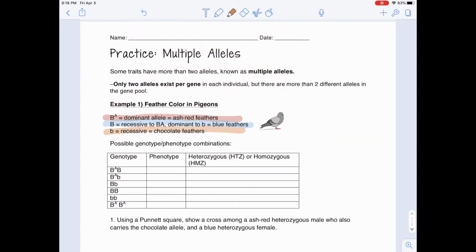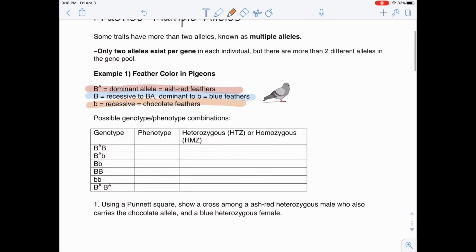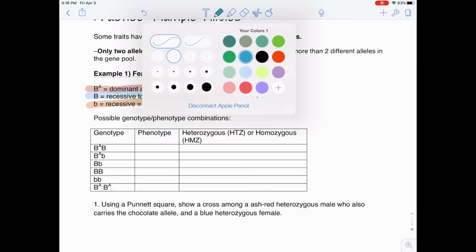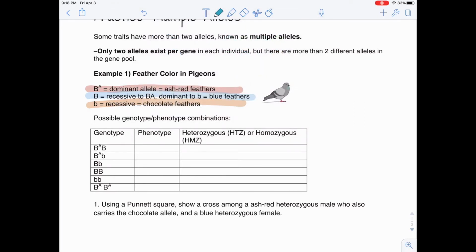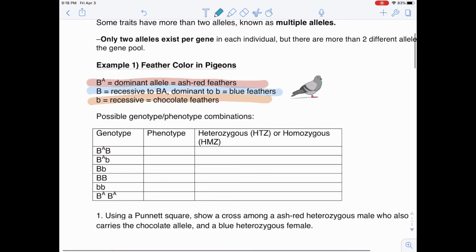Possible genotype and phenotype combinations. B^A and B. In this case, B^A is dominant to B, so the phenotype will come off as red feathers. And this is heterozygous, because B^A and B are two different types of allele.